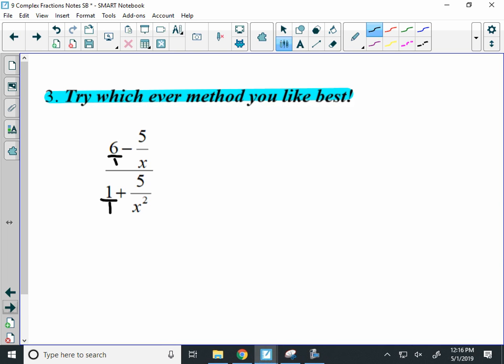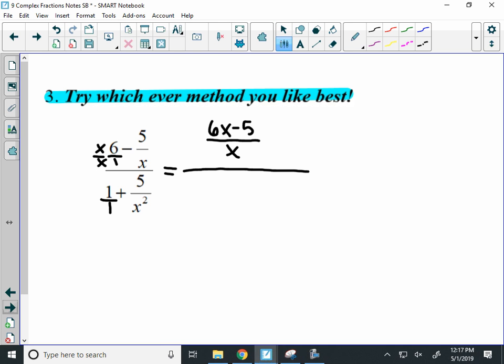Method 1? Okay, let's try method 1. So if I did method 1, what would be the common denominator of the first fraction? Of the numerator. Let's just do the numerator. We have to multiply this by x over x, right? So that's 6x minus 5 over x. Correct? Are you okay with that? Okay. What about the denominator?